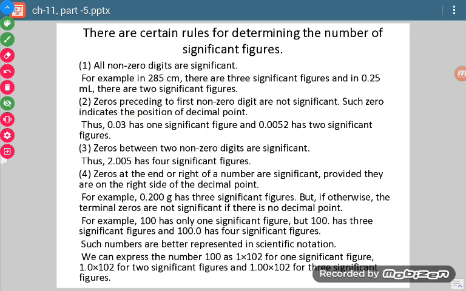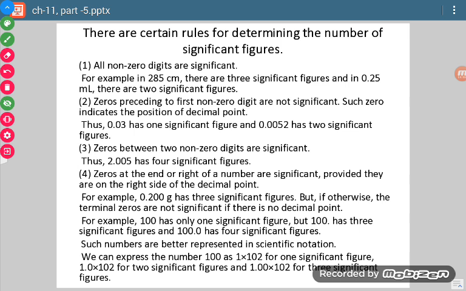Okay. Now let us come to the third rule. Zeros between 2 non-zero digits are significant. Now see here in this observation there are 2 zeros and they are between non-zero digits, so they will also be counted as significant. So in this observation 2.005 there are 4 significant figures.